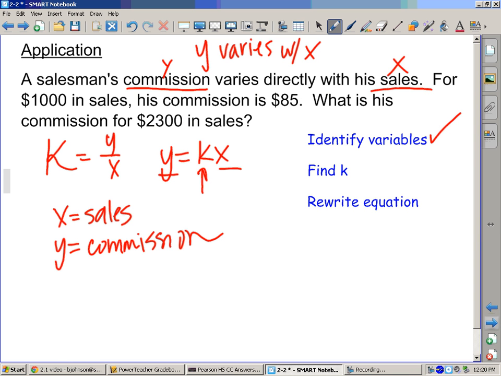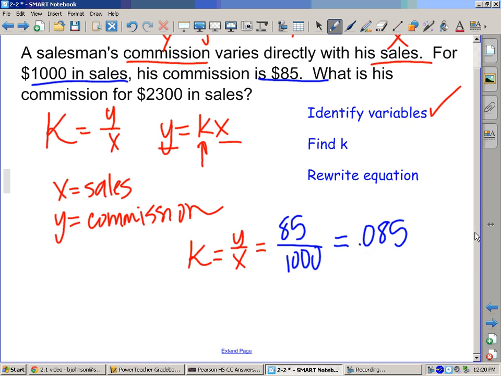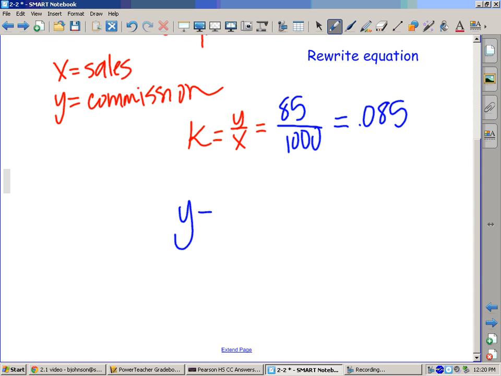That's the first thing we need to do. The next thing we need to do is find our k. So let's use that formula, k equals y over x. And let's pick some y's and some x's that we know. Remember, y is commission and x is sales. So if you look at the second sentence, it says that we do $1,000 in sales and the commission is $85. So our 85 is our y value because that's our commission, and that's going to be over 1,000. When we divide those out, our k value is 0.085. That's our k. Therefore, the equation for this whole salesman, any situation that he's in, looks like this.